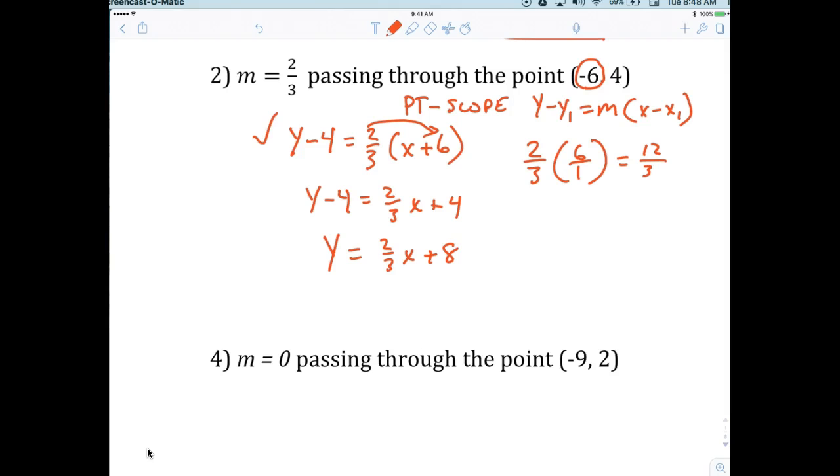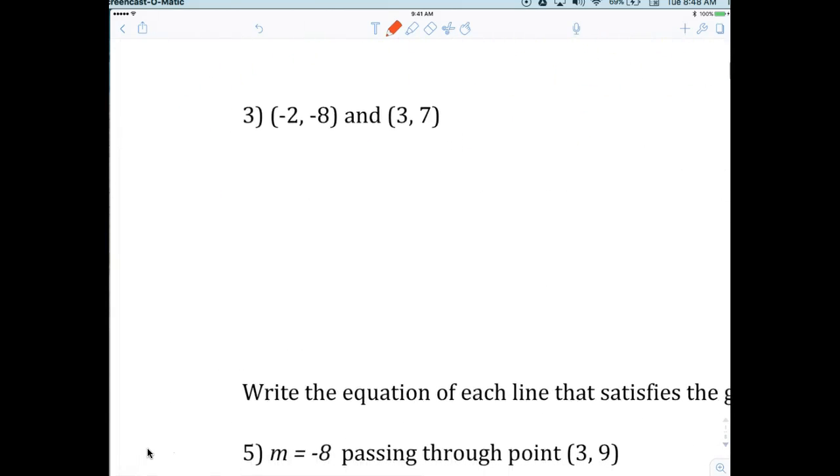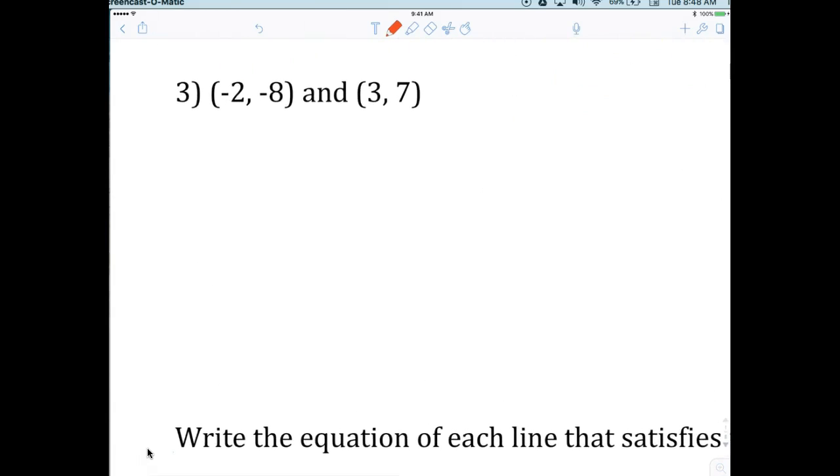All right, let's take a look at number 3 now. What's the problem here? I don't even have the slope. Does everybody agree? So we have to find the slope first. So m equals 7 plus 8 over 3 plus 2, which is 15 over 5, which is 3.